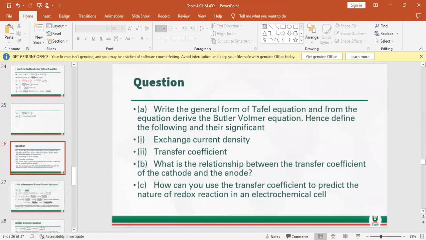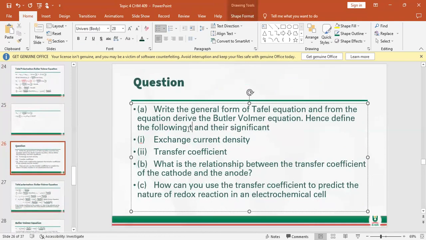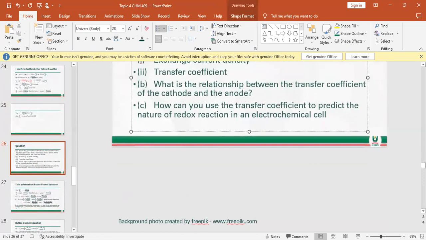Write the general form of the Tafel equation, and from the equation derive the Butler-Volmer equation. Hence, define the following terms and their significance. Exchange current density, to define that. Tafel coefficient. What is the relationship between the transfer coefficient of the cathode and the anodic? How can you use the transfer coefficient to predict the nature of redox reaction in an electrochemical cell? Watch out for the next slide.